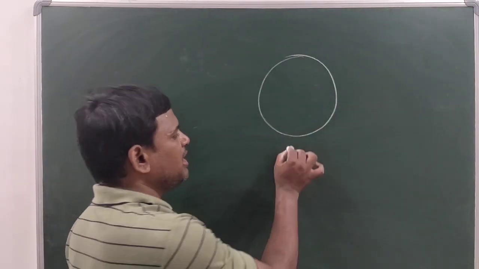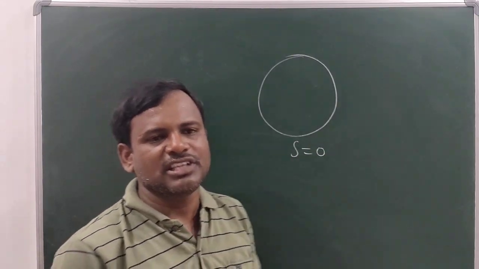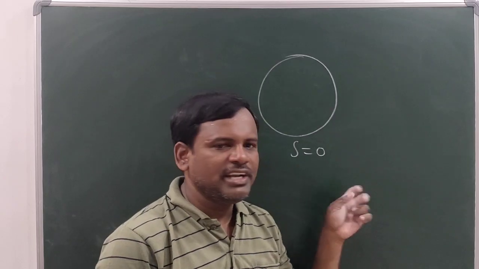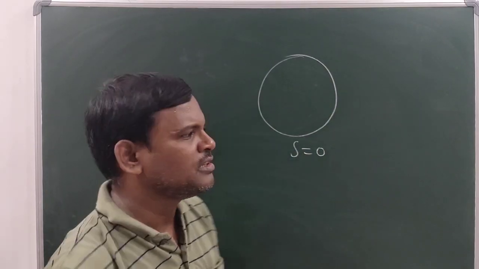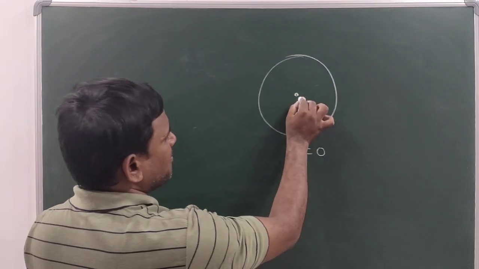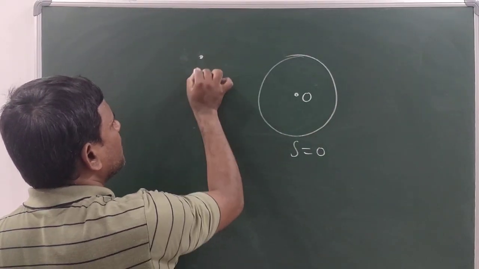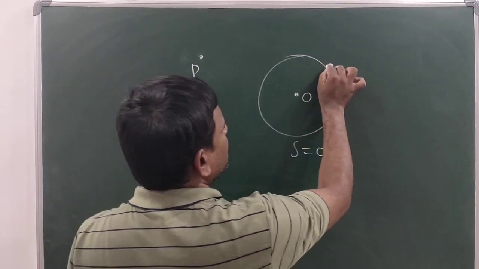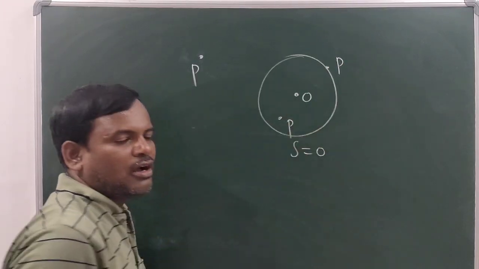Now the circle equation is given, S equal to 0. One point P (x1, y1) is given. Whether it is inside or outside of the circle or on the circle, how do you say? Tell me students, this is the center. Let us take the center as O. One point P is given. Either it may be here or here, it may be on the circle or it may be inside the circle. How do you say?